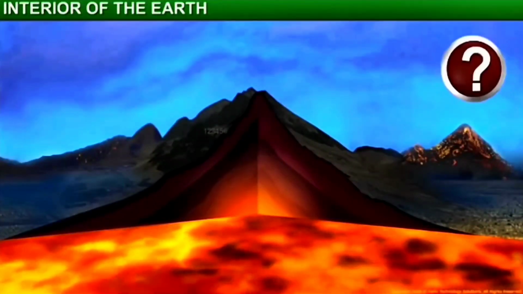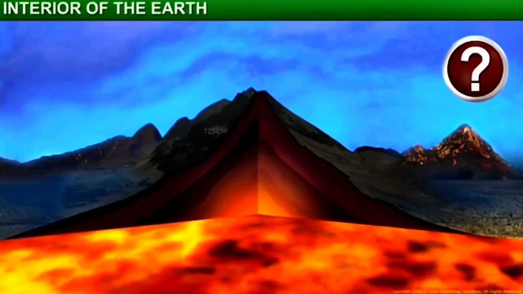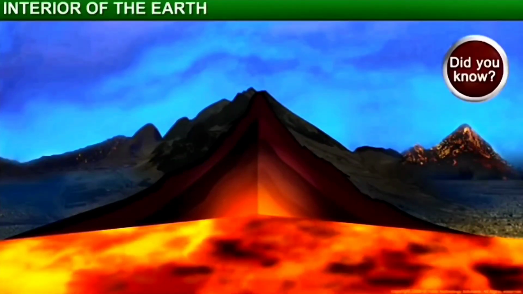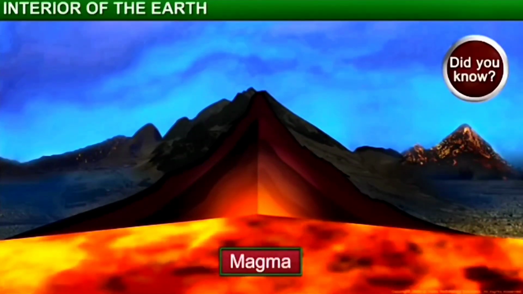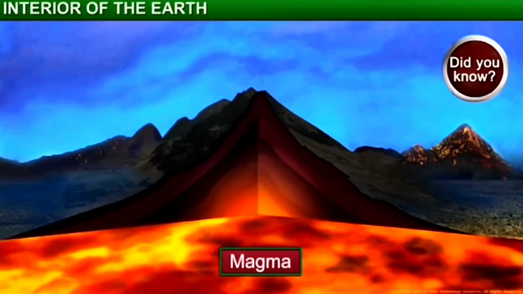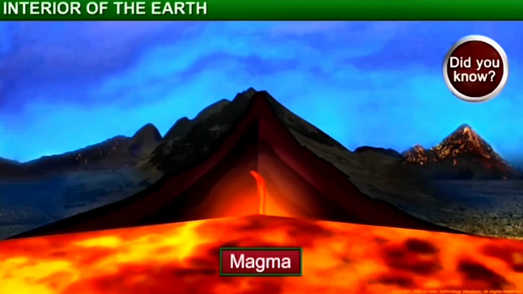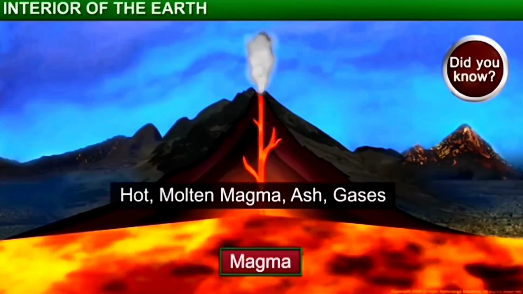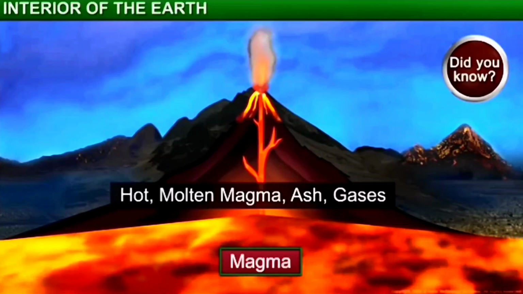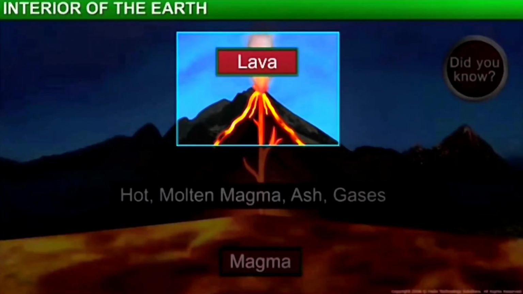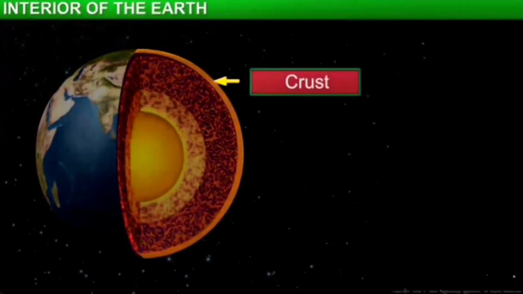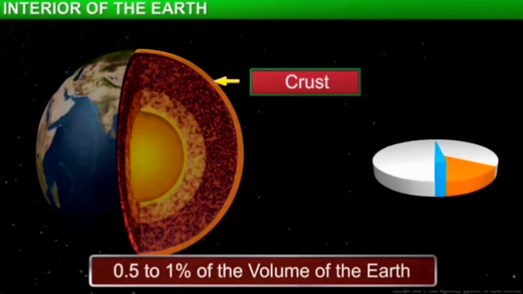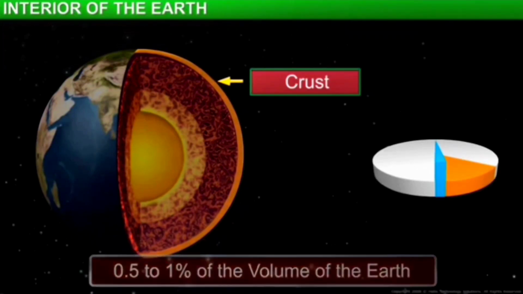Did you know when the Earth's crust gets heated, the hot molten magma, ash, and gases come out from the core to the surface of the earth? This results in the formation of a volcano. The magma that is released on the surface of the earth is called lava. The crust, however, makes up only 0.5 to 1% of the earth's volume.